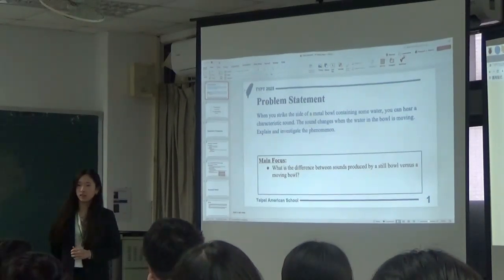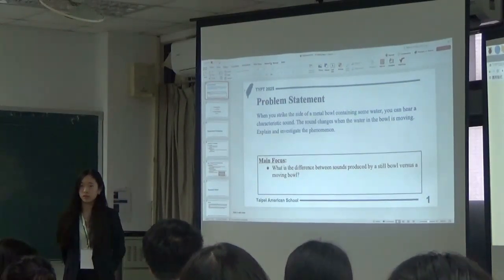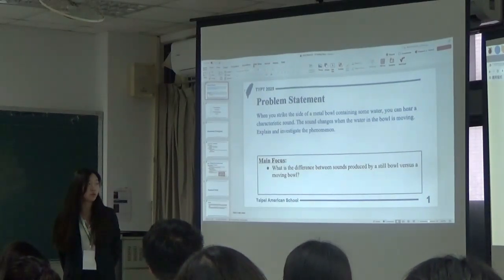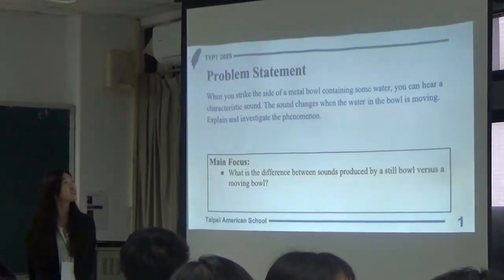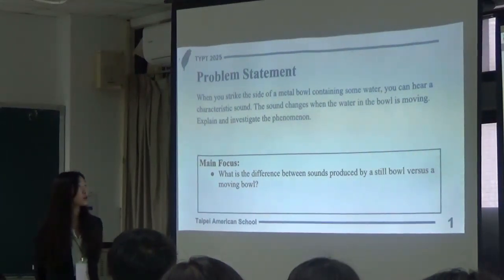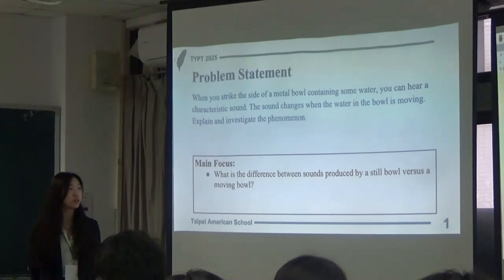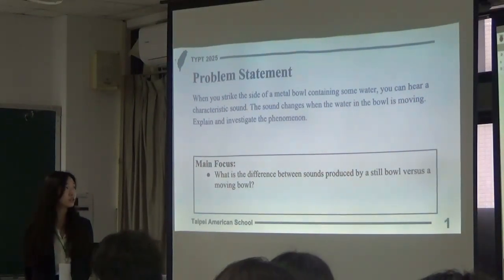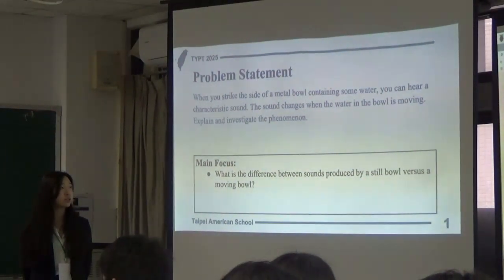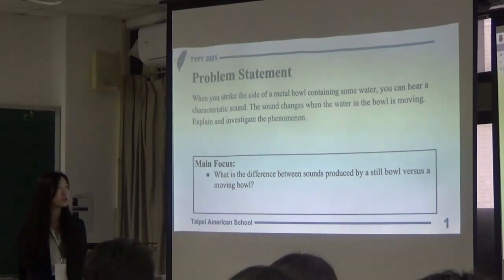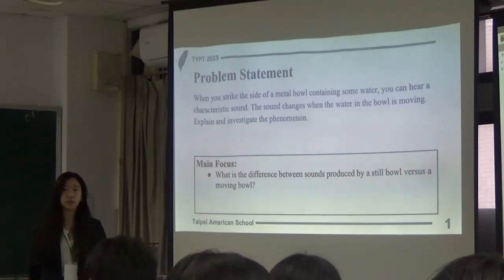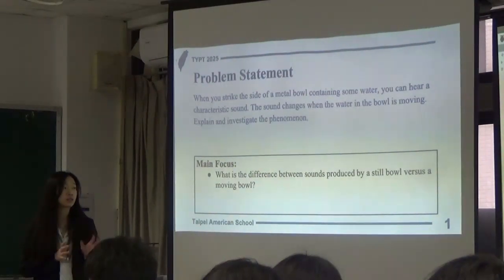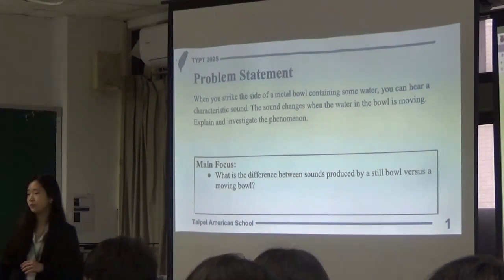Hi, my name is Danielle Lee, and I'll be representing Team All Niners for problem number 5, lightning bolt. This is my problem statement. When you strike the side of a metal bowl containing some water, you can hear a characteristic sound. The sound changes when the water in the bowl is moving. Explain and investigate the phenomenon. I will be mainly focusing on the difference between sounds produced by a still bowl versus a moving bowl.